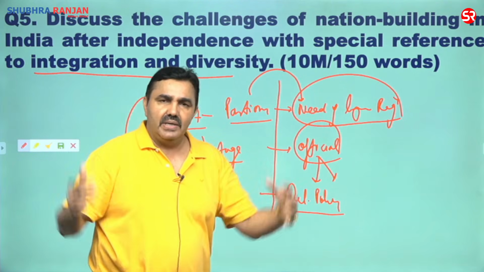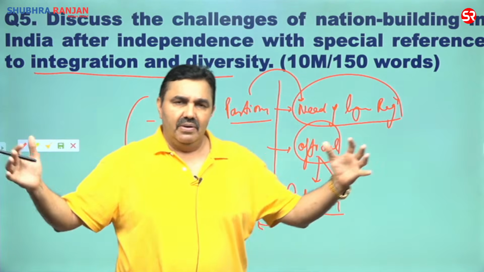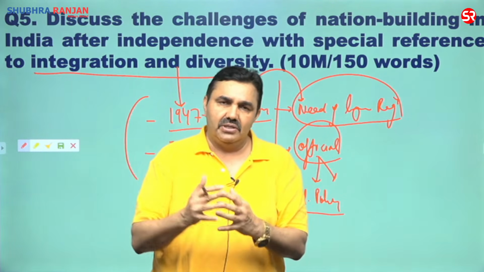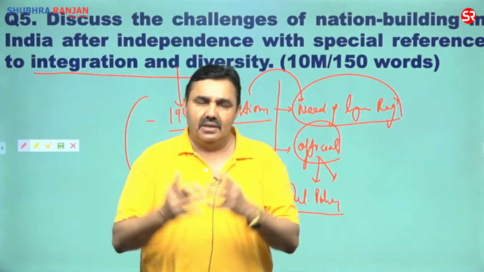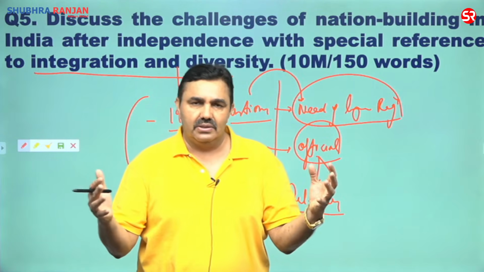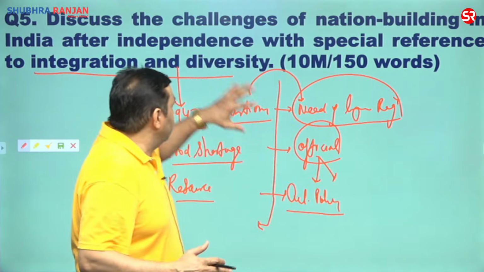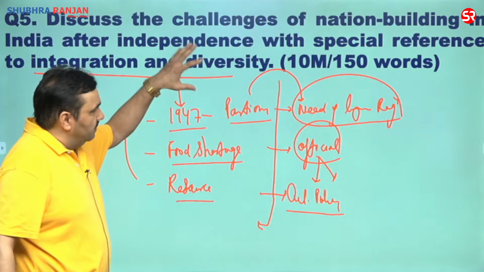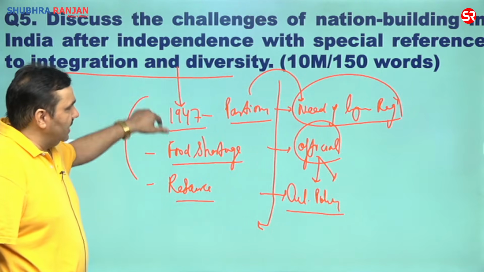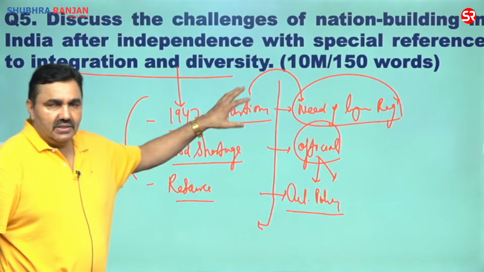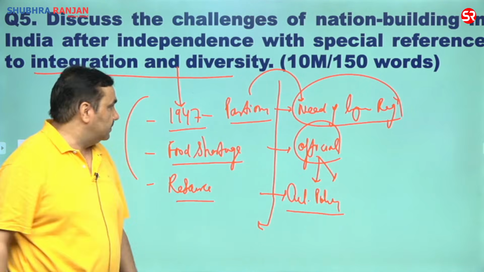Everyone was apprehensive that in this Indian Union, where more than 500 states were amalgamated within a very short period of time, their culture, their identity, their language would be lost. Those apprehensions created challenges for the process of nation building. So understand these and identify these specific challenges in your answer part by part.